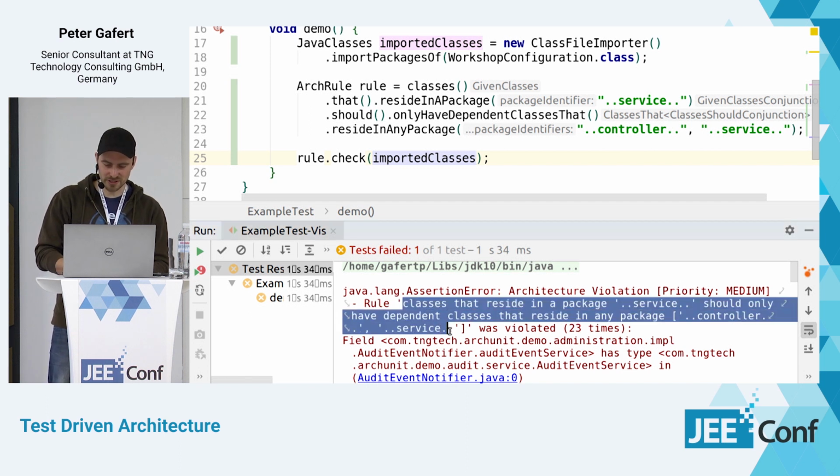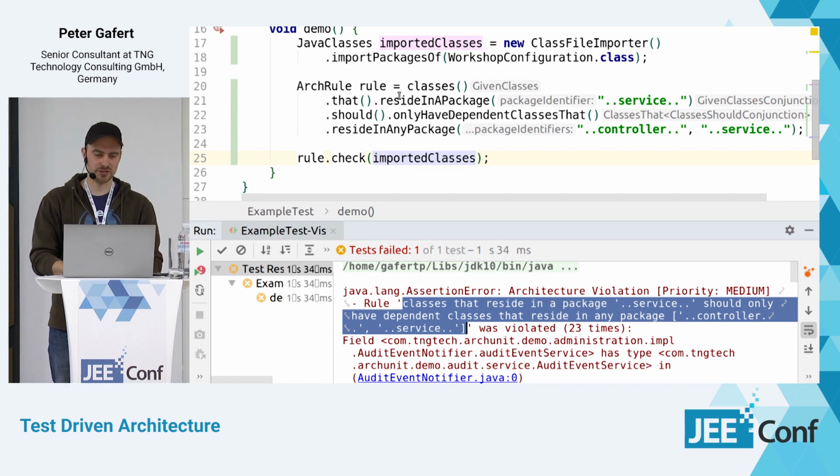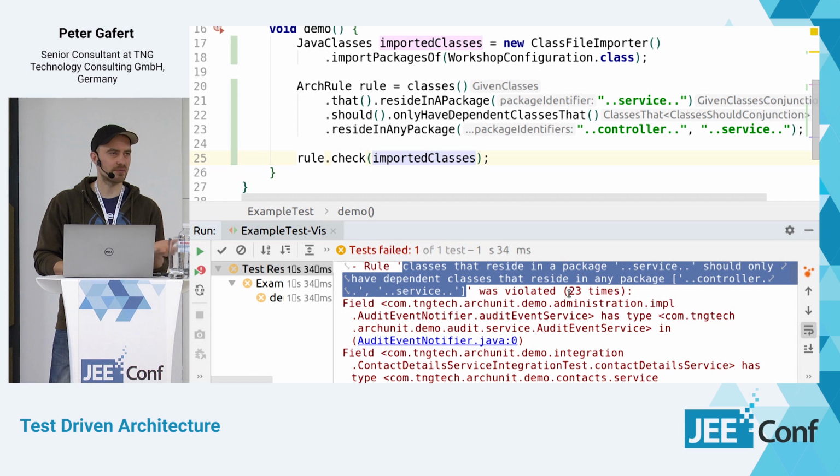Okay, so what we also get immediately is a nice message, right? So the API just uses this up here to give you a message about what the rule should be. You could override the message, but by default, what you write in code will be the message here. So classes that reside in a package service should only have dependent classes that reside in a package controller or service. Okay, and then we get all the details. So it was violated 23 times.